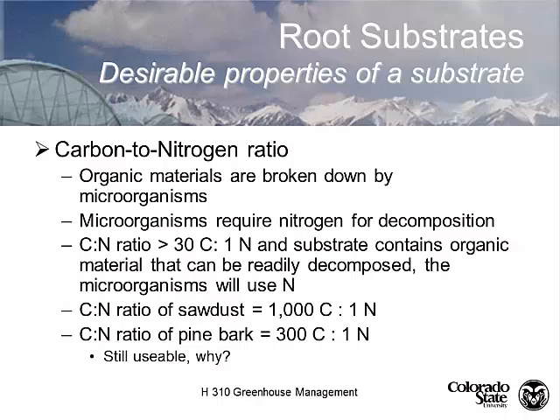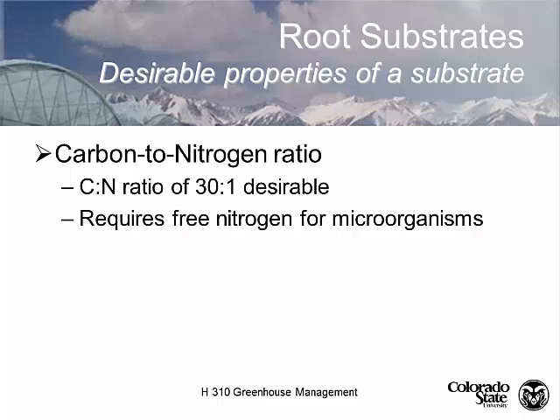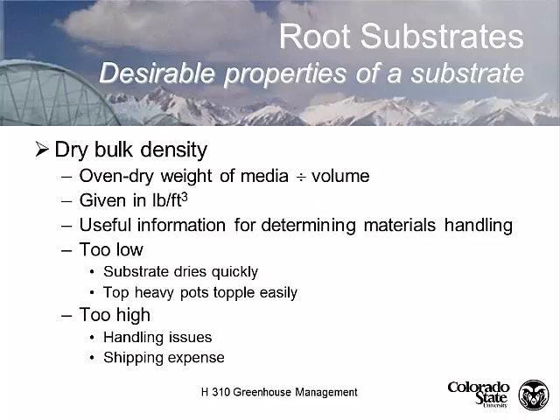And in fact, most of the southeastern United States, almost all the plant material, all the nursery plants, all the greenhouse plants are grown in southern pine bark because they have a heavy forestry industry. So we want less than 30 to 1. That's desirable. Anything more than that requires free nitrogen.